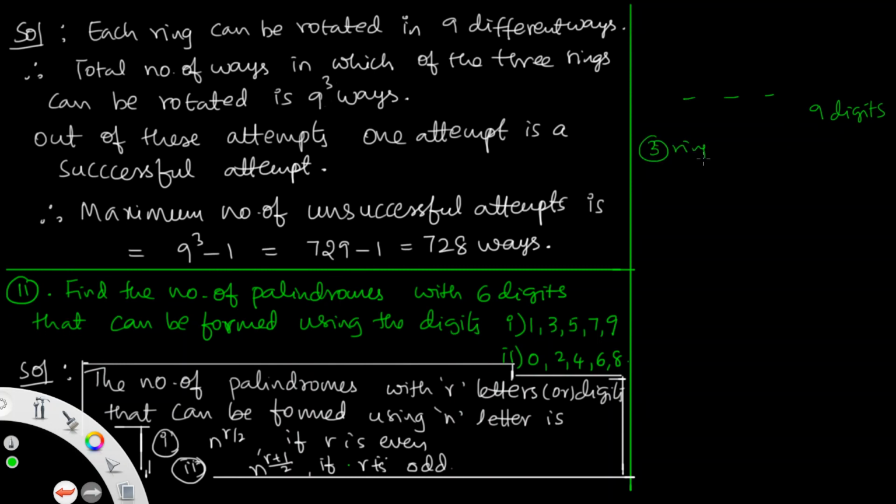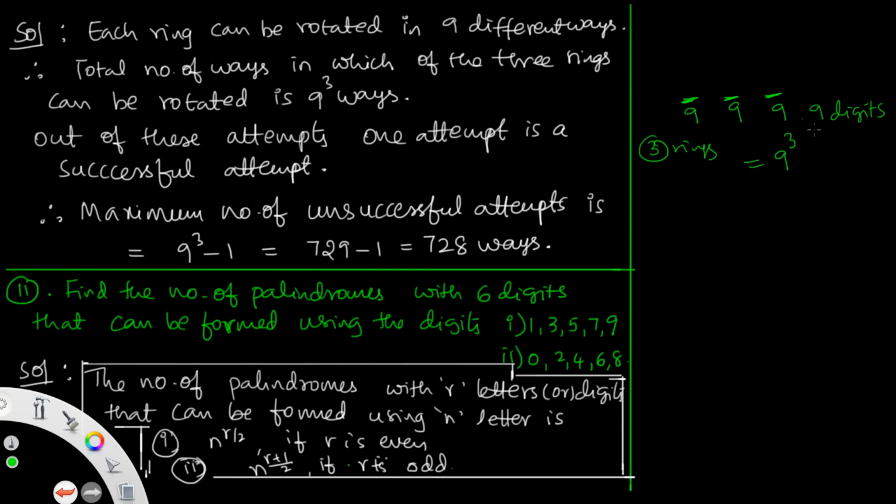So each place can be done in nothing but 9 ways. And the second digit can be done in this ring also in 9 ways. And the third also 9 ways. So you get 9 cubed ways, the total number of ways in which the 3 rings can be rotated.